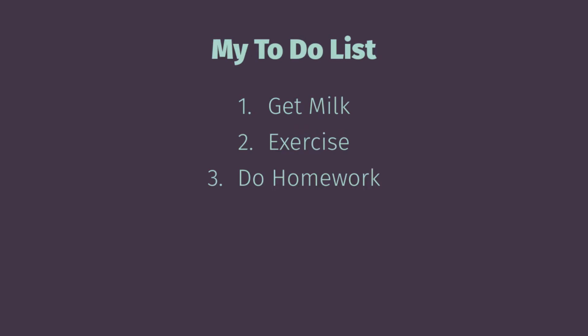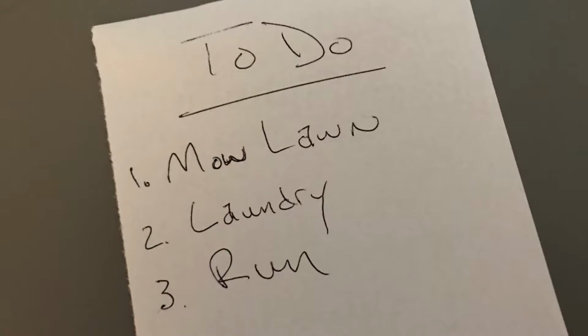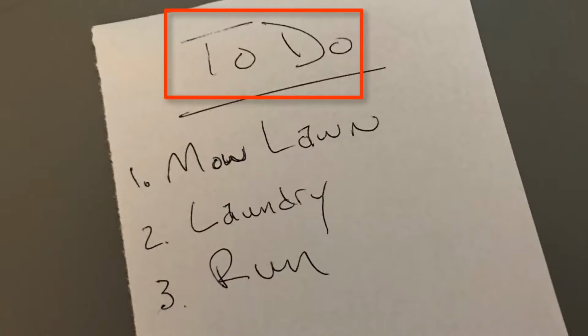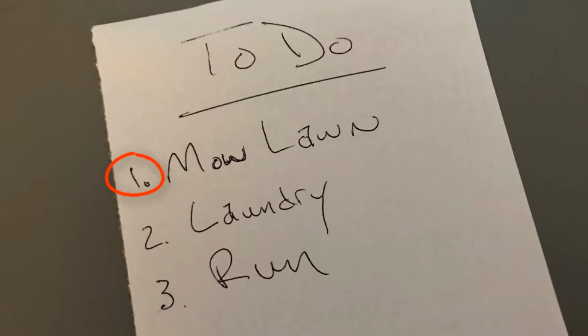We can have more than one list. So let's take a look at a quick photograph or two that I've created. Here's another to-do list that I went ahead and wrote down on paper. And you'll notice that at the top there is a name to this list. Again, it's my to-do list. I've got stuff I have to get done. And you'll note that first I need to mow the lawn, then I have to do some laundry, and then I have to run. So if I said to you, what is the third thing on your to-do list?